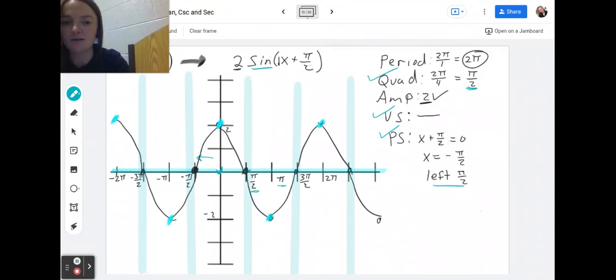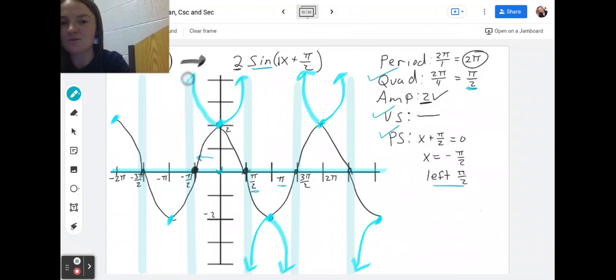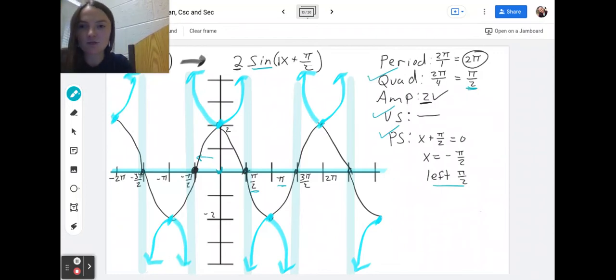which is here, here, here, here, and here. Follow that up with that U shape that follows the asymptote, and you should get the following as the graph of 2 cosecant of 1x plus pi over 2. And that's the solution. All right, I think we have one more question to go.